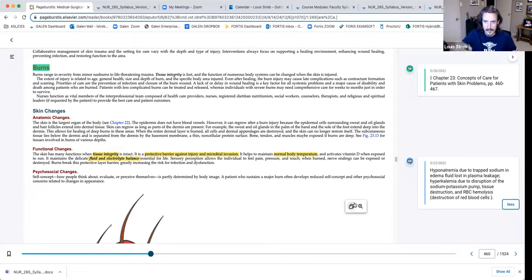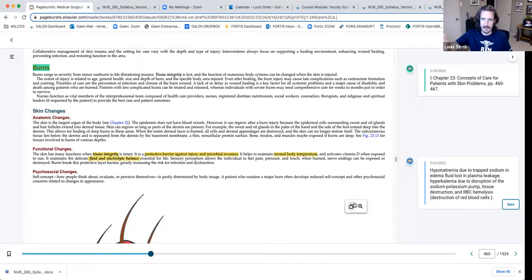When somebody gets burned in their skin, there's a fluid release, right? Your body sends all those white blood cells to the surface so it can start fighting off any invasions and to help reduce whatever, but it increases inflammation. So we know that hyponatremia happens all the time in these patients because that sodium gets trapped in the edematous fluid. When the plasma starts to leak, that's what happens. Also hyperkalemia, because there's that disruption in the sodium pump.